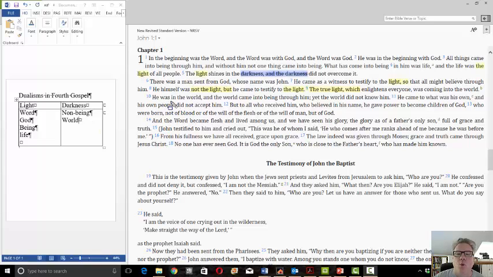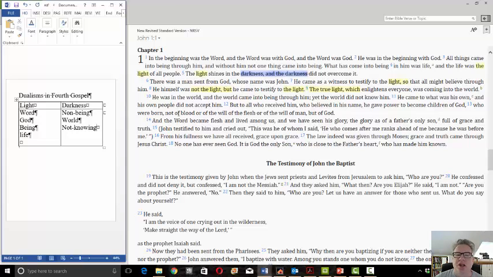He was in the world, and the world came into being through him. But here is the key term: the world did not know him. He came to what was his own. So the world is on the darkness side. You could talk about the world being not only non-being, but also not knowing, because the world did not know him. He came to what was his own, and his own people did not accept him.